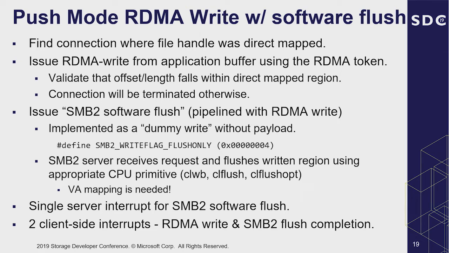Now, the SMB2 server will receive the request, and then it will have to use the VA mapping, which it set up earlier, to issue one of these instructions, like CLWB. Depending on what your processor supports, you have to issue one of these PM flush instructions on all the cache lines in that region. So if you're doing a 1 meg write, you have to break it up into 64-byte cache line sized CLWB instructions. You have to do it in a loop to flush out the entire range.